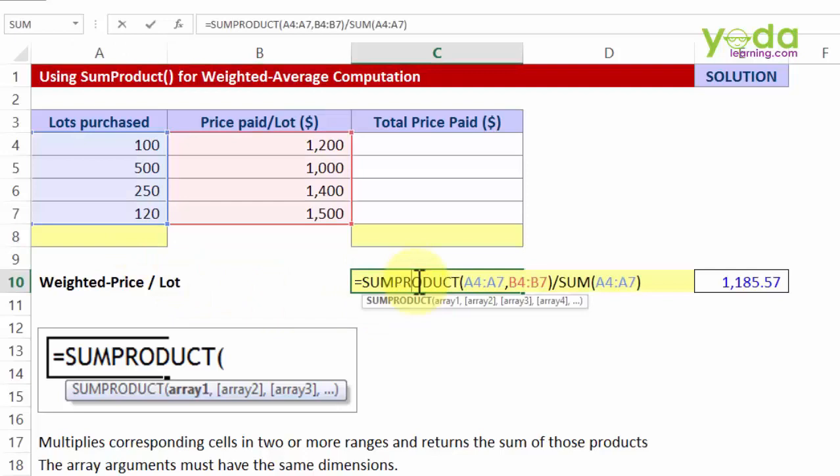So this is a quick formula, sum product, quite often used to find the weighted average calculation. In fact, there are occasions where this is also used with array formula. Practice this till this point.